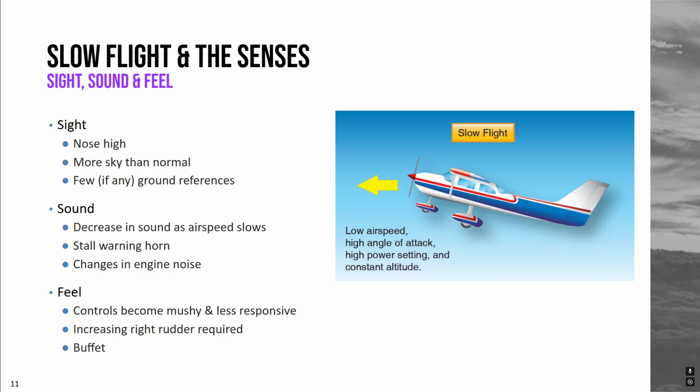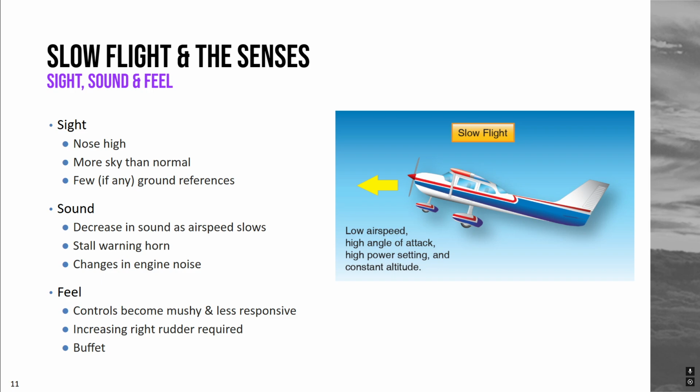Additional right rudder is required because we're flying at low airspeeds. And in order to create enough lift to maintain our altitude, we increase our angle of attack. When we increase our angle of attack, we increase P factor, or asymmetric loading, which leads to that left turning tendency. So we counter that with, again, our right rudder.